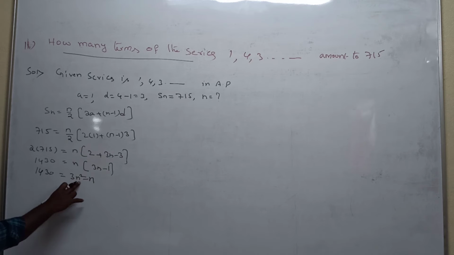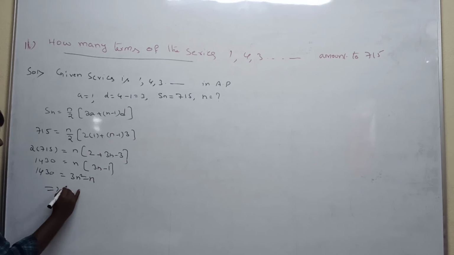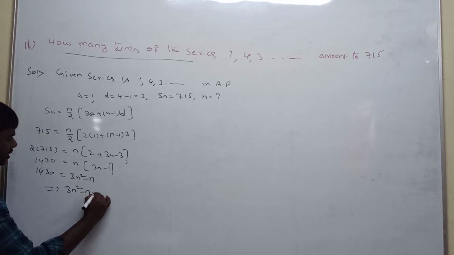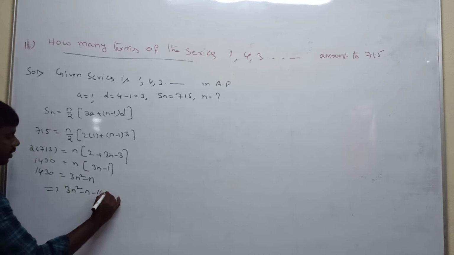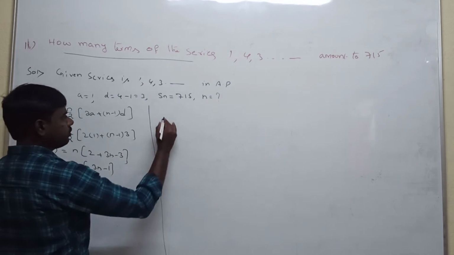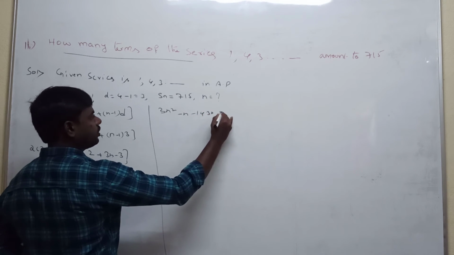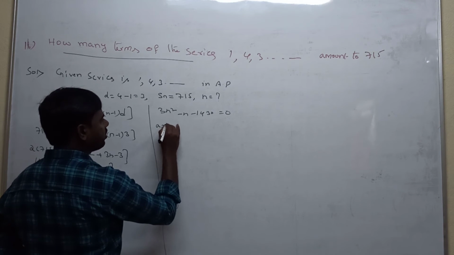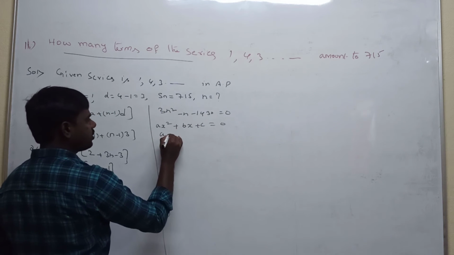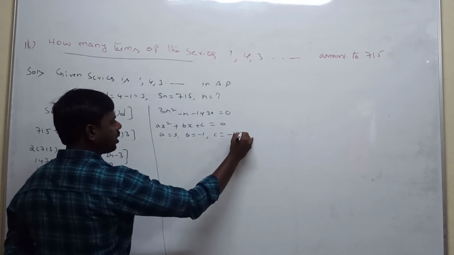So n square must be positive, so we take the left hand value to the right hand side: 3n square minus n minus 1430 is equal to 0. Now this is formed like a quadratic equation. Comparing with ax square plus bx plus c is equal to 0, a value is 3, b value is minus 1, c value is minus 1430.